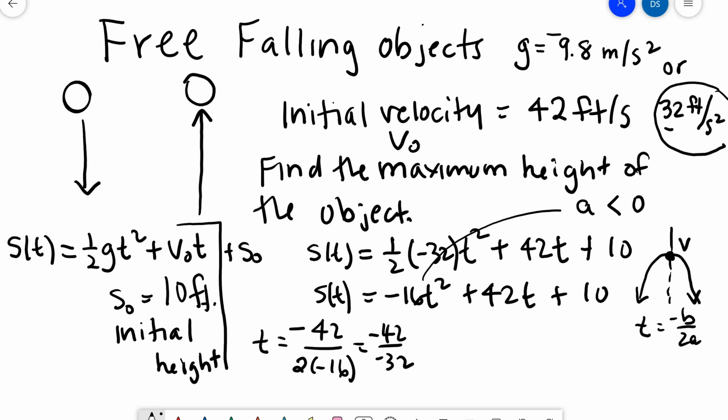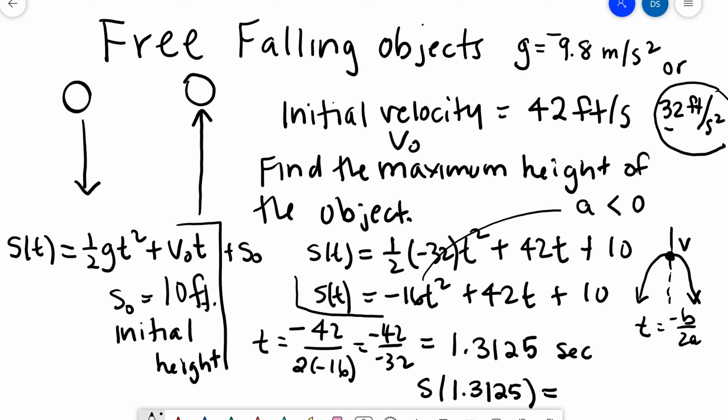And I'm just going to use a calculator here. 42 divided by 32 gives you 1.3125 seconds. So at 1.3125 seconds, it will give you your maximum height. So we have s of 1.3125 equals, and this one we just use a calculator. We substitute into the function and we get our answer.